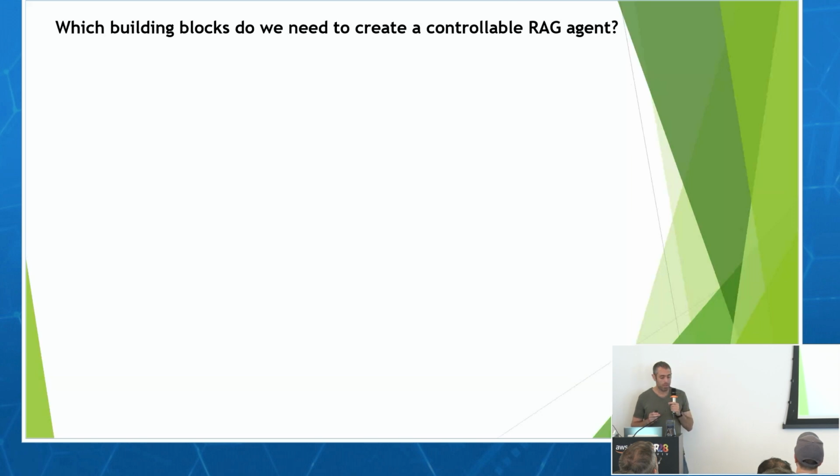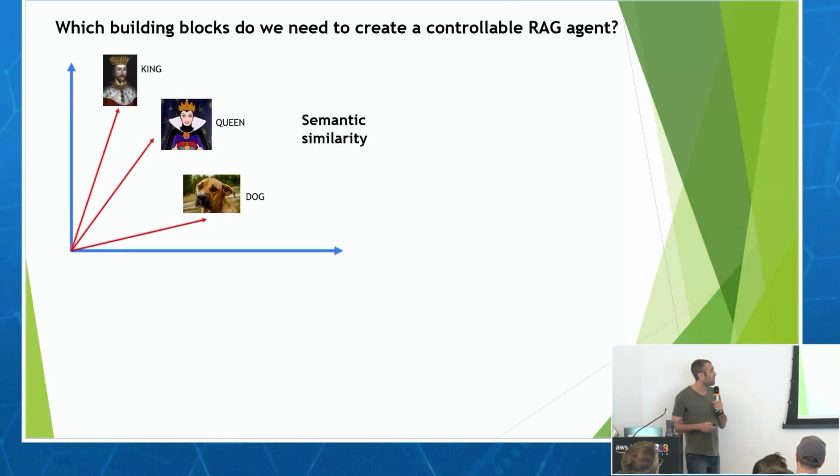All right, so covering this, which building blocks do we need to create a controllable RAG agent? So just going a little bit back to the basics to talk about semantic similarity. We embed all the data, and the embedding space is sorted in a way that words that are similar to each other are going to lay close to each other, which means, for example, that the words king and queen are going to be closer than the word dog.